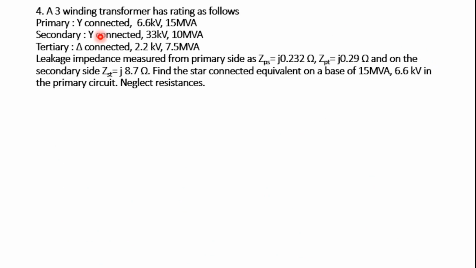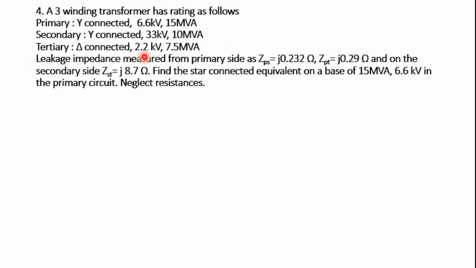Next numerical is something different. This is based on a 3-winding transformer. Okay, let's see. A 3-winding transformer has the rating as follows. The primary is connected in star, having 6.6 kV and 15 MVA. Secondary is also star connected, 33 kV and 10 MVA, and the tertiary winding is delta connected, 2.2 kV, 7.5 MVA.